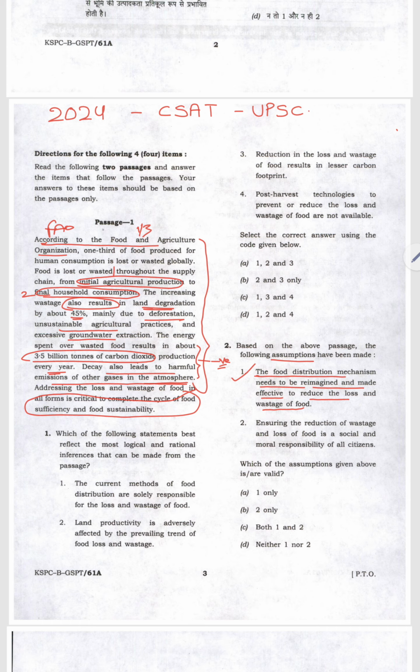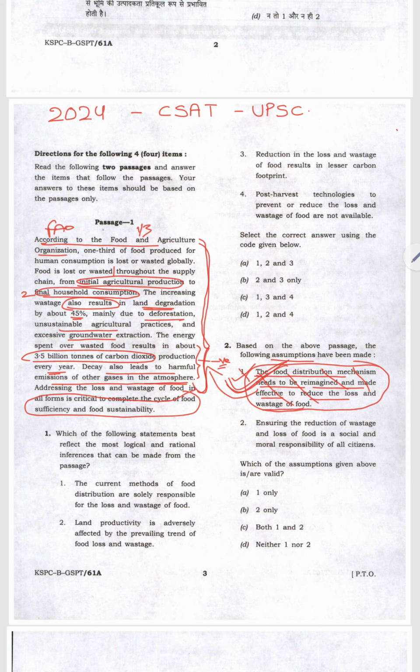And remember the second point which I told you. Suppose I feel like this is wrong. If I feel like this is wrong, what I need to check is, when I remove this, is it affecting the passage? Yes, it is definitely affecting the passage, because the entire statement is saying that the food distribution mechanism needs to be reimagined, and that is the absolute thing the entire passage is saying, right? So this cannot be removed, this has to be your answer. So the first one is right.